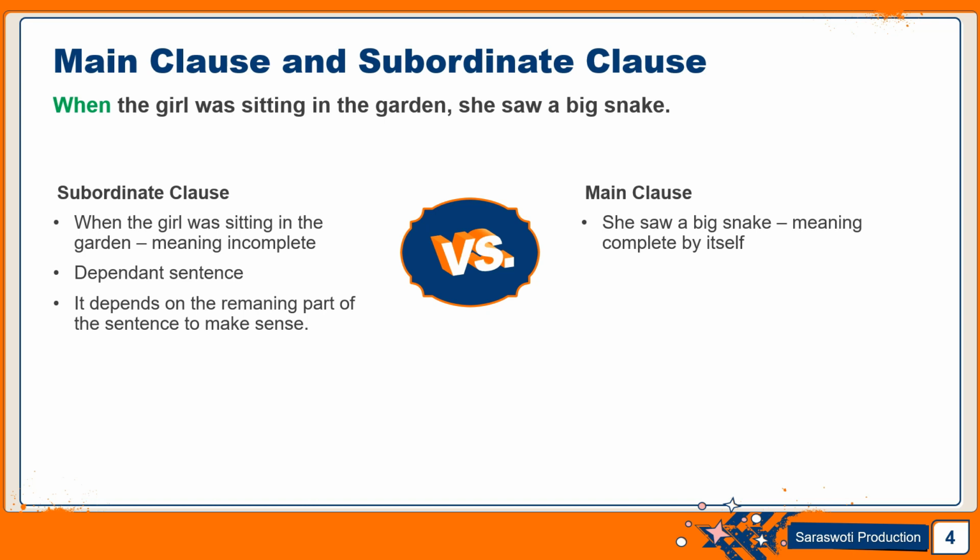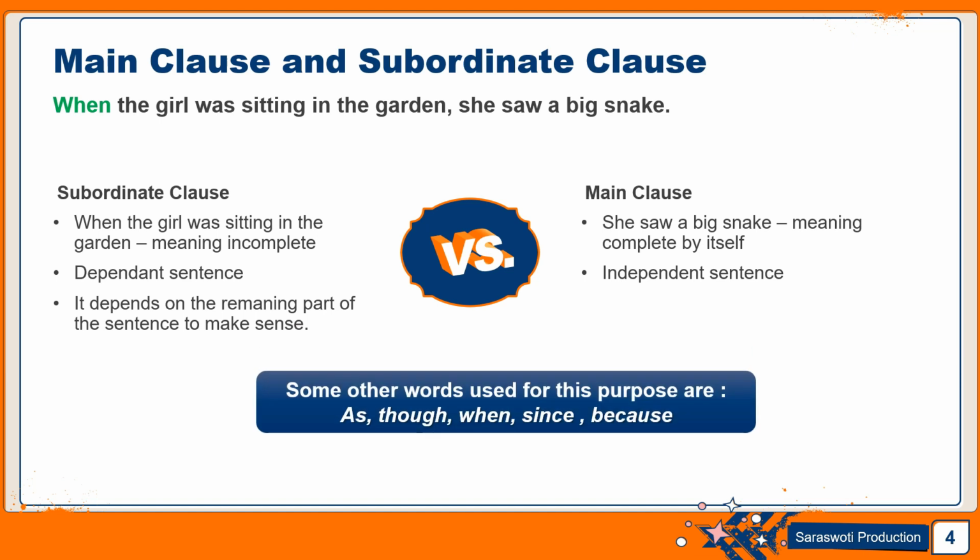The clause, she saw a big snake, makes complete sense by itself. It is called a main clause. The subordinate clause in this sentence is joined to the main clause with the word when. Some other words used for this purpose are as, though, when, since, and because.